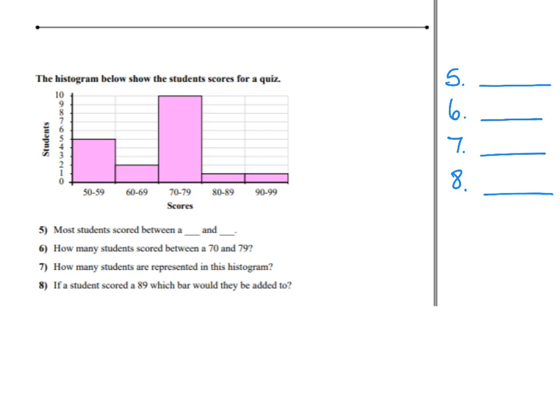Number 5 says, most students scored between a blank and a blank. Well, the answer would be between 70 and 79. How many students scored between a 70 and 79? Well, if I look up here, it's at 10, so 10 students.